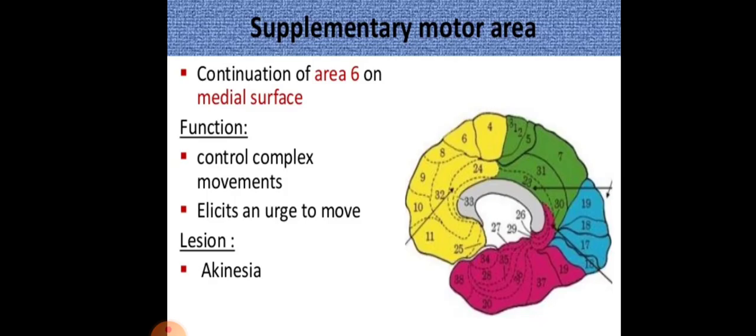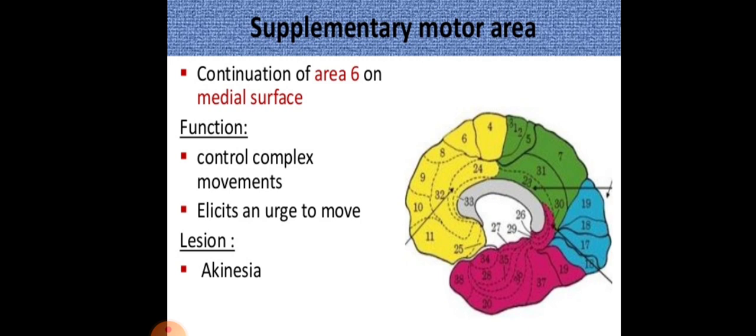Then we have the supplementary motor area, in continuation with area number 6 on the medial side. When this area 6 continues on the medial side of the cerebral hemisphere, it is known as the supplementary motor area, and it controls complex movements. It elicits an urge to move.